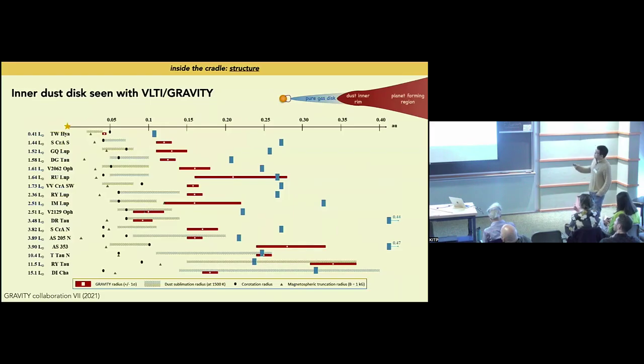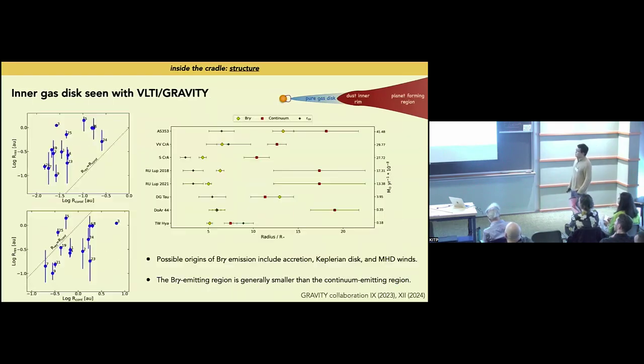Thus, sublimation may happen somewhat closer to the star than what we see. So GRAVITY results may actually see somewhat beyond the actual sublimation temperature. Okay, but still, overall, this general picture holds based on this observation. Now, you can also look at the gas disk.